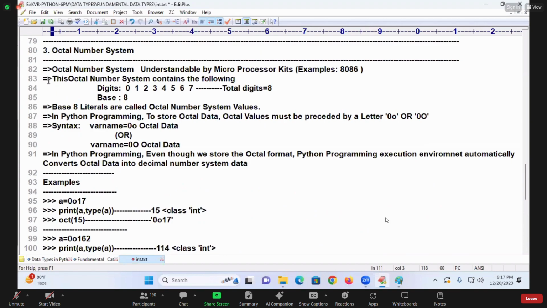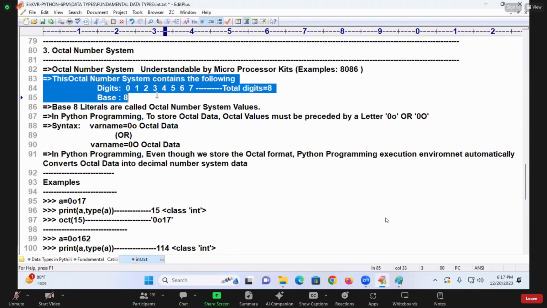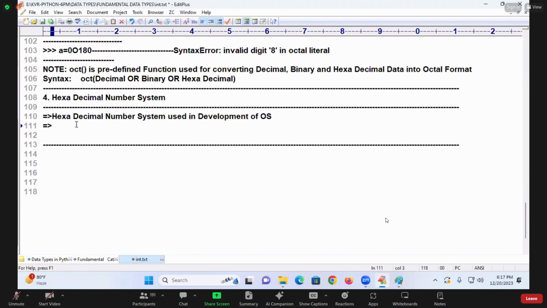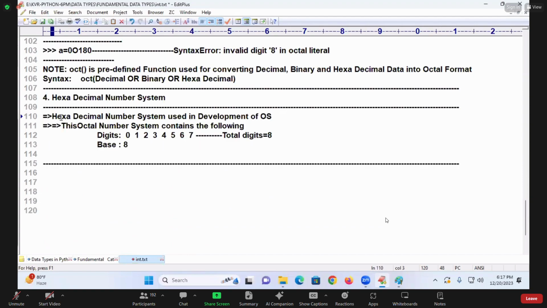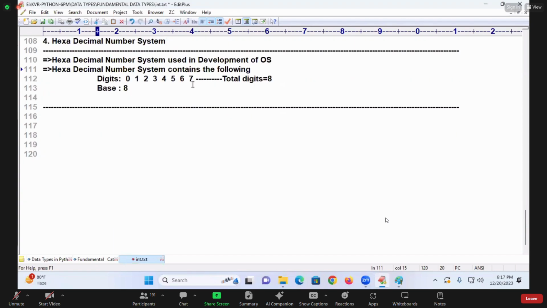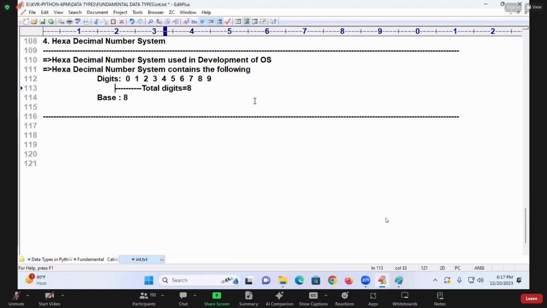Like the octal number system contains something like this, here also I'm going to write it. Hexadecimal number system. The hexadecimal number system contains the following: 0 to 7, 8, 9, and then next I'm going to write A, capital A or small a, anything is okay as far as hexa is concerned. B, and next C, D, E, F.